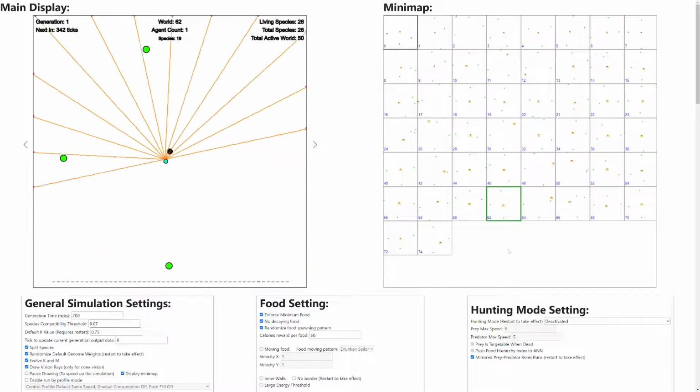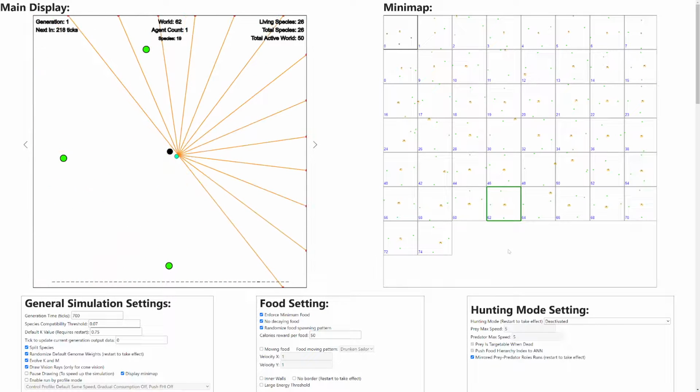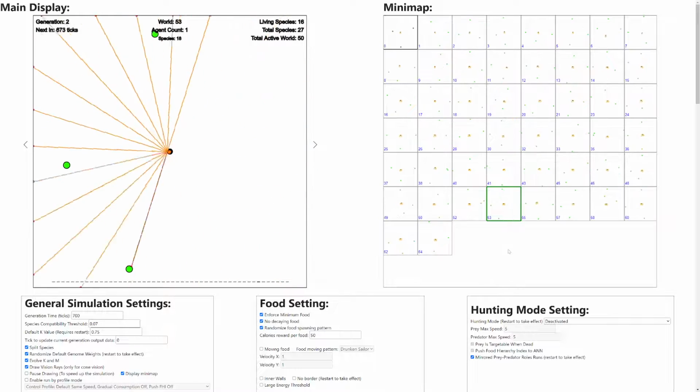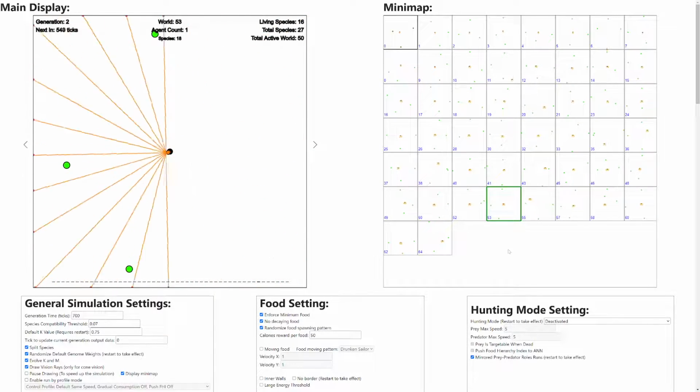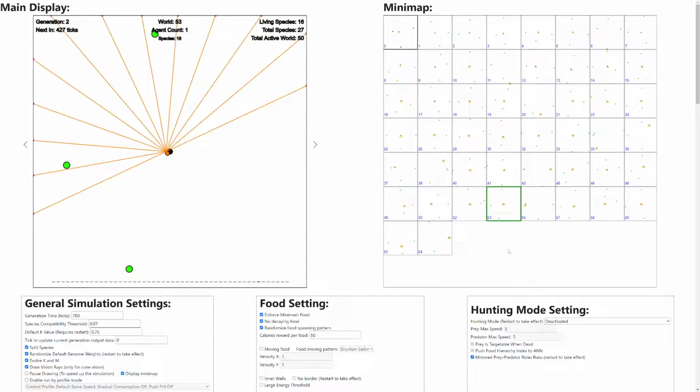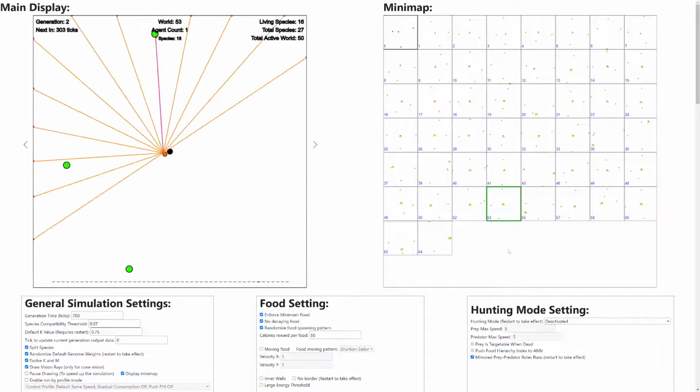All right, now let's take a look at an example of one of our agents earlier on in the simulation. So this is generation 1 or 2. We usually start out at generation 0. So this is only a few possibilities for mutations.